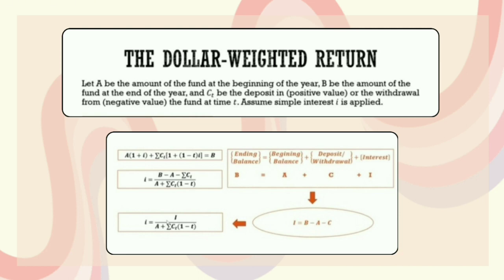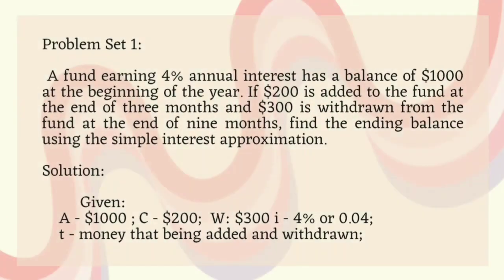So that we understand it better, let's apply it to problem solving. Here's the problem. A fund earning 4% annual interest has a balance of $1,000 at the beginning of the year. If $200 is added to the fund at the end of 3 months and $300 is withdrawn from the fund at the end of 9 months, find the ending balance using the simple interest approximation.